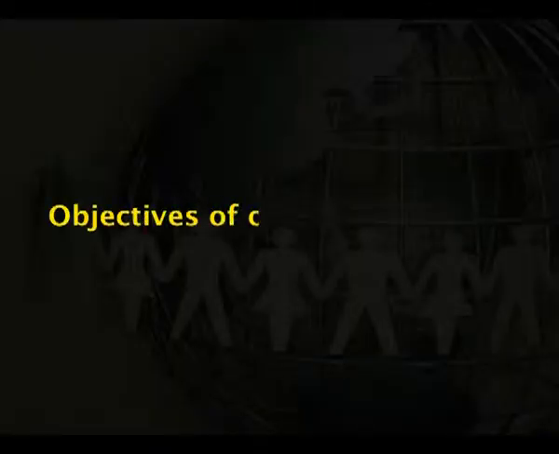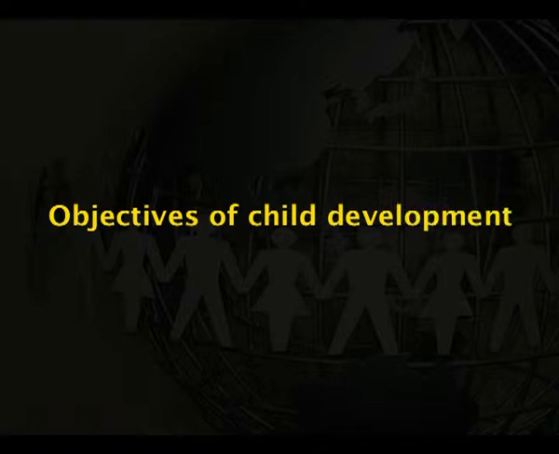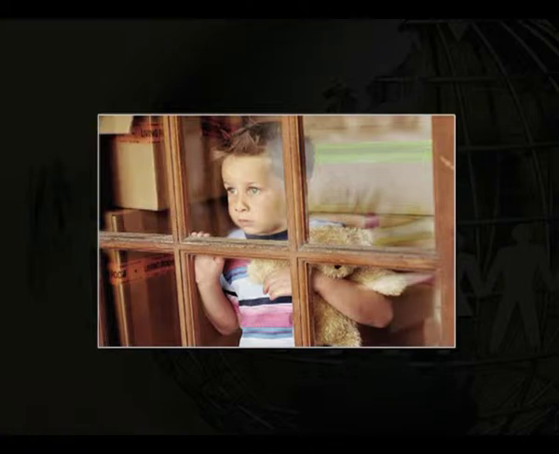Now, let us see what are the objectives of child development. To find out the characteristic changes in appearance, behavior, interest and goals from one development period to another. To find out when these changes occur and under what conditions. And to find out how these changes are affecting the child's behavior. And to find out whether these changes are predictable or not. The last objective is to find out whether these changes are unique or common to all the children.